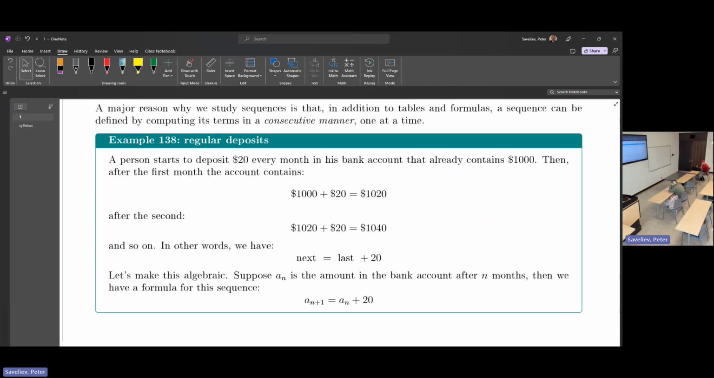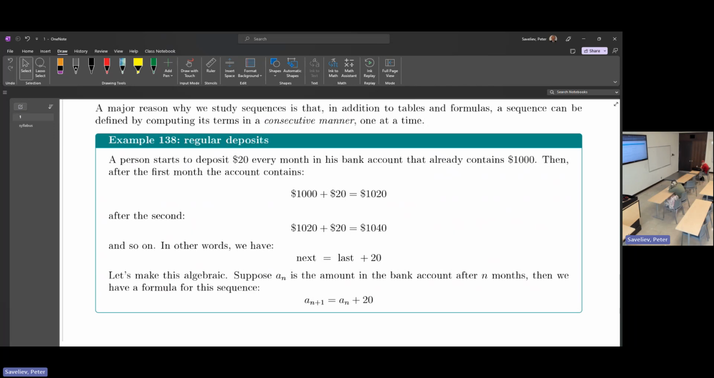That's why sequences are so important. In this case, as you can see, you add $20 every month, and clearly you can compute as far into the future as you like, but at this moment there is no explicit formula for it. Okay, so they call it recursive. And frequently you are asked, are you looking for a formula or not?